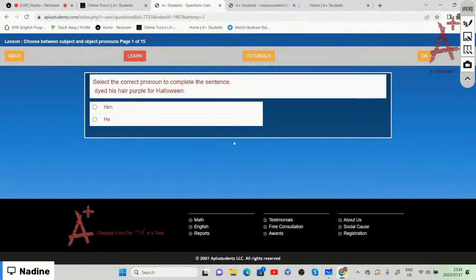Dyed his hair purple for Halloween. So we need to select the correct pronoun to complete the sentence. Is it him or he?